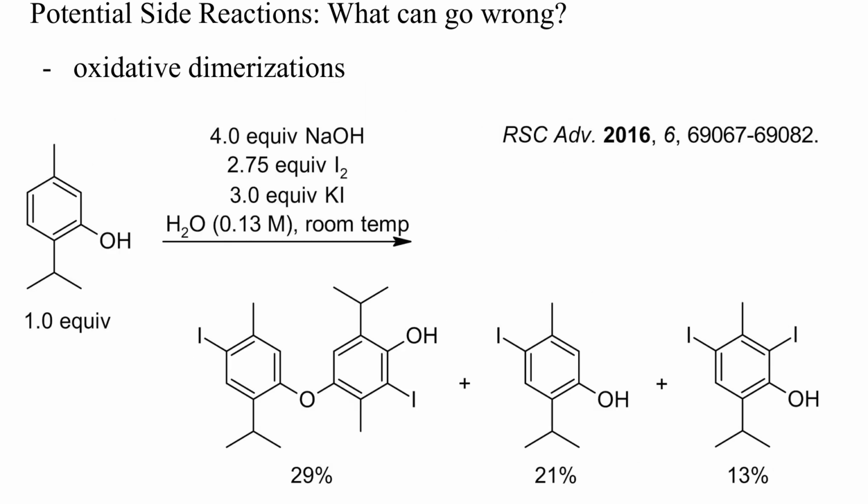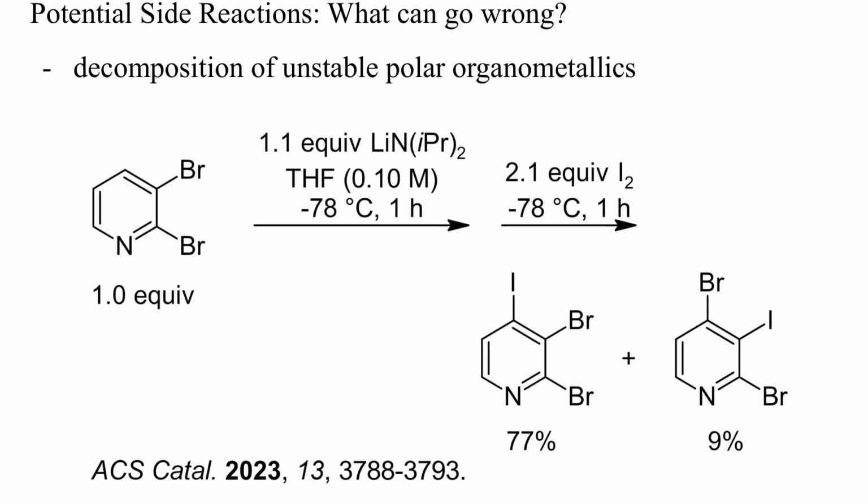All electrophilic halogenating reagents are oxidants and can cause dehydrogenations and oxidative dimerizations. Treating thymol with iodine and sodium hydroxide, for instance, gave a diaryl ether as the main product. Some metallated arenes are unstable, even at low temperature, which can lead to unexpected products. Lithiation of dibromopyridine, for example, caused the partial migration of one bromine atom to position 4.